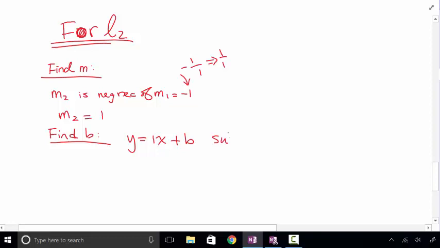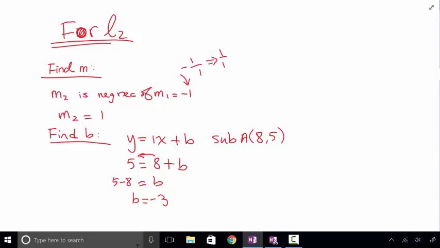So I'm going to sub in A, which was 8, 5. Oh, I changed the question. Let's put that in, and what do you get? 5 equals 8 plus B. Bring the 8 over, you get 5 minus 8, which is B. So B must equal negative 3. So there is my line 2. Line 2 is actually y equals x minus 3.